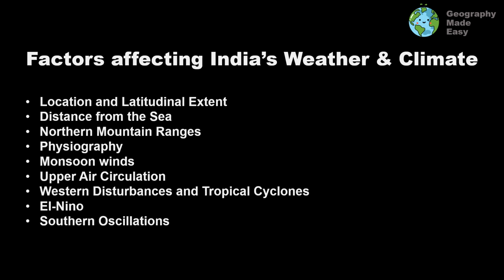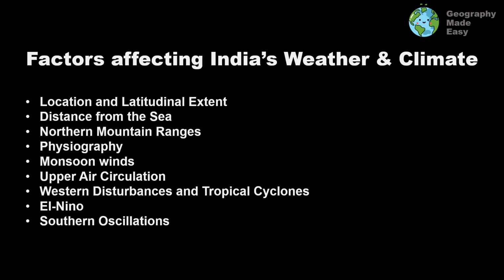Before we understand the monsoon climate, first we have to understand the factors which affect India's weather and climate. The first and foremost factor which affects India's climate is its location and latitudinal extent. India roughly lies between 6 degrees to 37 degrees north latitudes, as seen in Chapter 1. The Tropic of Cancer passes through the middle of the country.